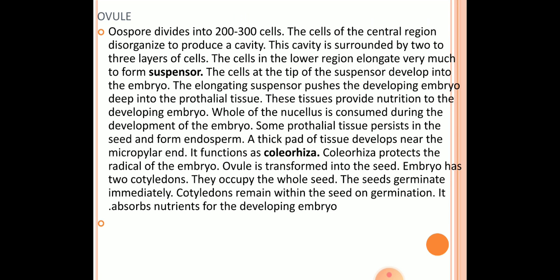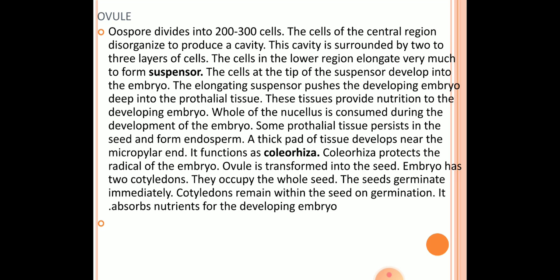They divide into 200 to 300 cells. These cells in the central region disorganize to produce the cavity. The cavity is surrounded by 2 to 3 layers of cells. The cells in the lower region elongate very much to form a suspensor region. The cells at the tip of the suspensor develop into the embryo.